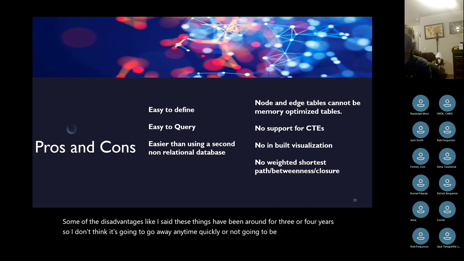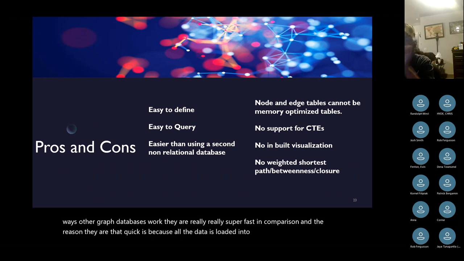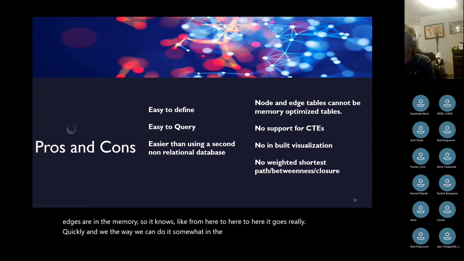Node and edge tables cannot be memory optimized tables. Why is this important? Because the way other graph databases work, they are really, really super fast in comparison. The reason they are that quick is because all the data is loaded into memory. All the nodes and edges are in memory, so it knows from here to here to here, it goes really quickly. And the way we can do it somewhat in the relational world is by using hackathon tables, but we are not there. Node and edge tables cannot be memory optimized yet.